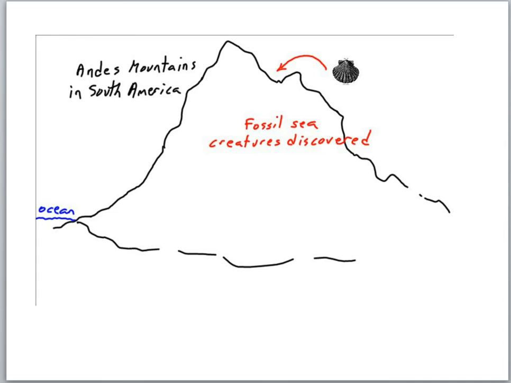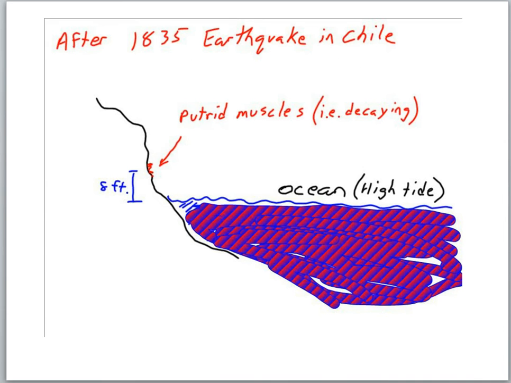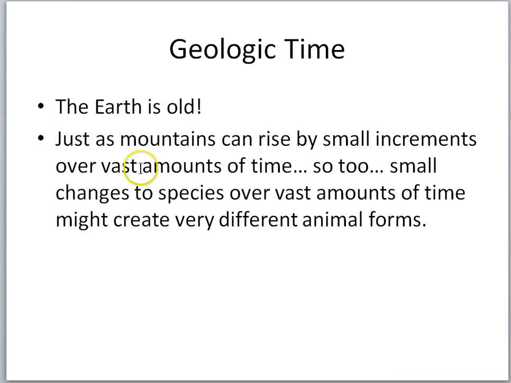So it's these kind of considerations that led Darwin to argue that the Earth is extremely old. But that has important implications. So just as mountains can rise by small increments over vast amounts of time, Darwin began to suspect that so too small changes to species over vast amounts of time might create very different animal forms.